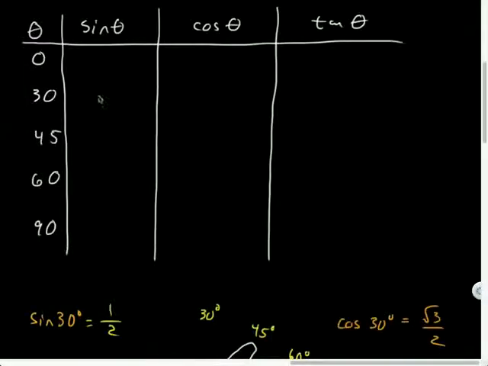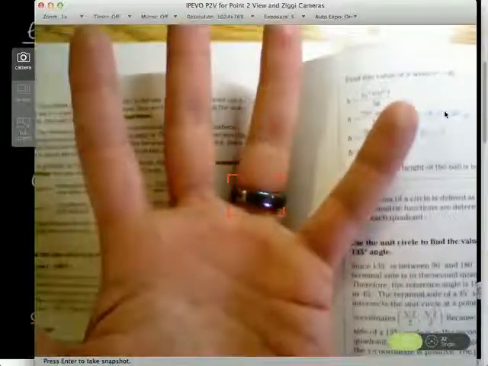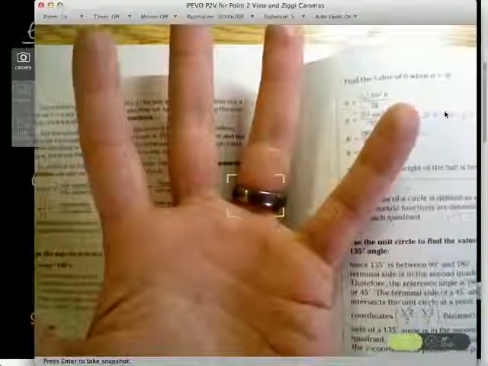So sine of 30 I already said was 1/2. Cosine of 30 we already said was the square root of 3 over 2. Let's see if I can get my hand trick working here with the camera. All right, so here's my awesome hand. My tungsten carbide wedding ring. Bam, focus on that. Bam, good.